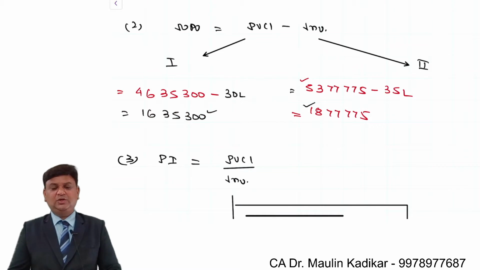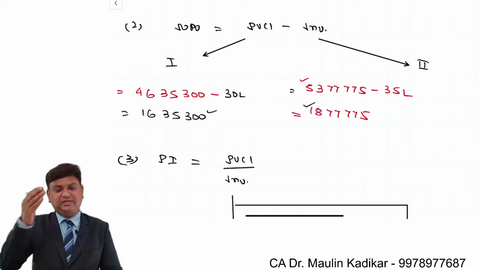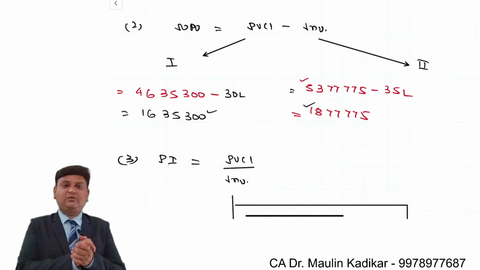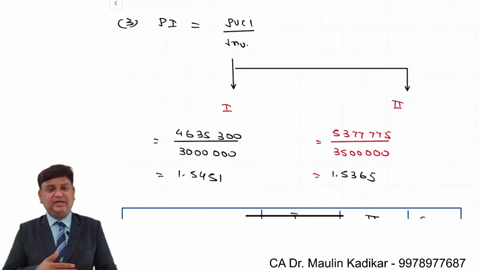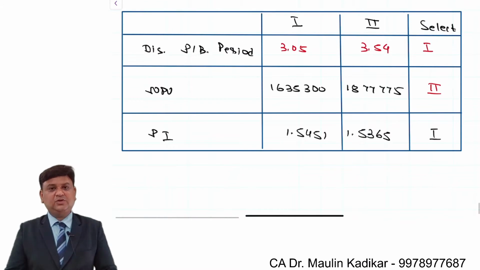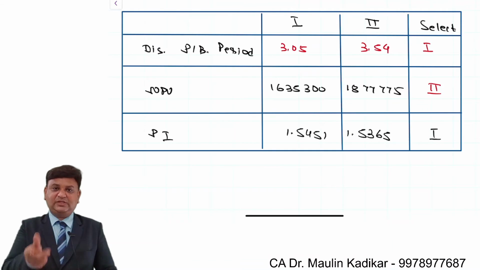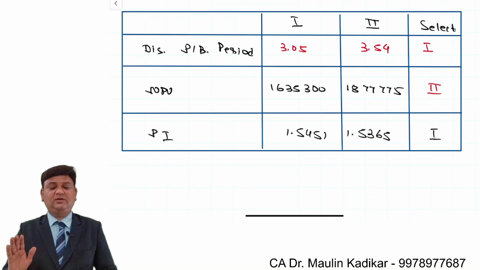NPV calculation. When we made the computation of the discounted payback period, we made all the calculations of the present value of the cash inflow. So second is NPV. Third is profitability index, that is present value of the cash inflow upon investment. And based on that, we have a selection of the projects. Over here we just have to write which one is better based on the discounted payback period, which one is better based on NPV, and which one is better based on PI. That is the only thing that we have to do over here, nothing else.